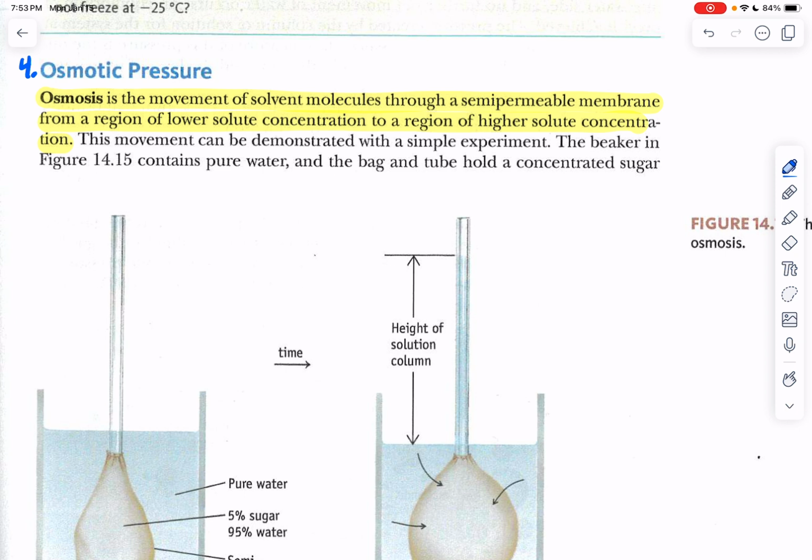The boiling point elevation is because your solute would interfere with the ability of the solvent to go into the gaseous state. Then we talked about the freezing point depression, because the solute would interfere with the ability of the solvent to crystallize, and so the temperature has to be lower before it'll finally freeze. And number 4 is osmotic pressure.